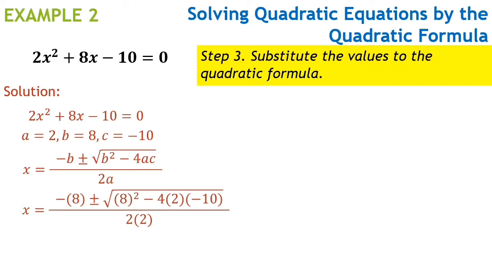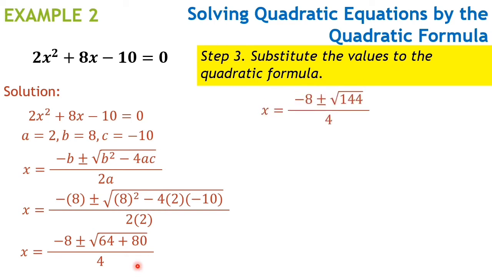And then we perform the operations involved, so that formula will become x equals negative 8 plus and minus the square root of 64 plus 80 all over 4. Do you follow? Very good. From here, you are going to combine 64 and 80, and the answer will be x equals negative 8 plus and minus the square root of 144 all over 4.